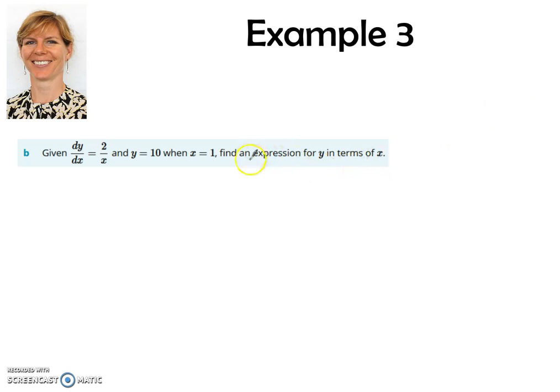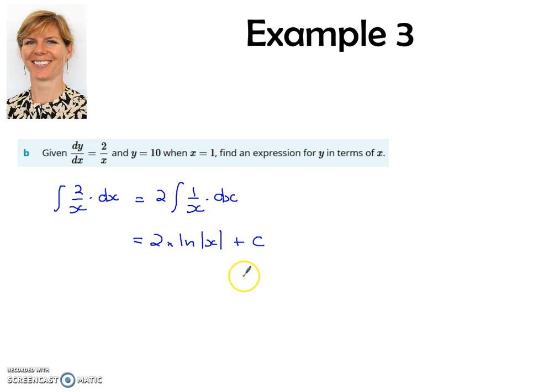Okay, so this is one where we've been given some information about the curve itself, which means we should be able to find the constant. Okay, so firstly what we're doing is trying to integrate 2 over x. Again, we want that to be a 1 on top, so take the 2 out, 1 over x dx. Okay, the integration of that will give you natural log of the absolute value of x plus c.